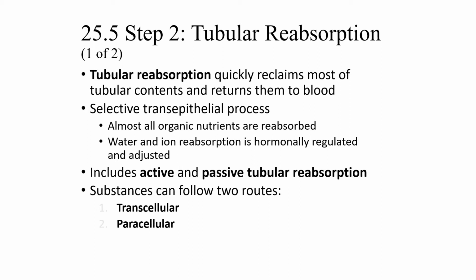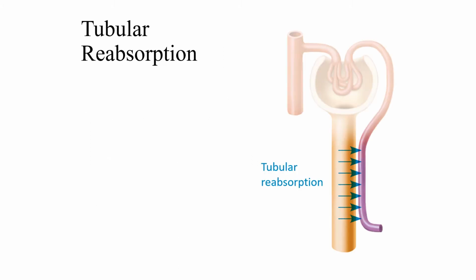And this is going to be active and passive transport. So we're going to have transportation that requires the use of ATP, and then passive transport. So there are two routes. One is transcellular and the other is paracellular. Transcellular and paracellular. So here we go.